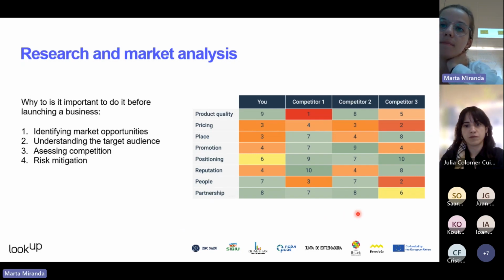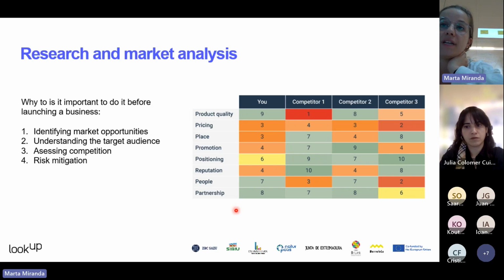As you can see here, it is a very detailed matrix of competitors in which you are listing the features you're analyzing, for example, the quality of the product, the pricing, the place, the promotion, and then in the columns, you're analyzing each competitor. This is you, and these are the competitors that might take the market from your business. So it is a very visual way and a very deep understanding of our competitors.